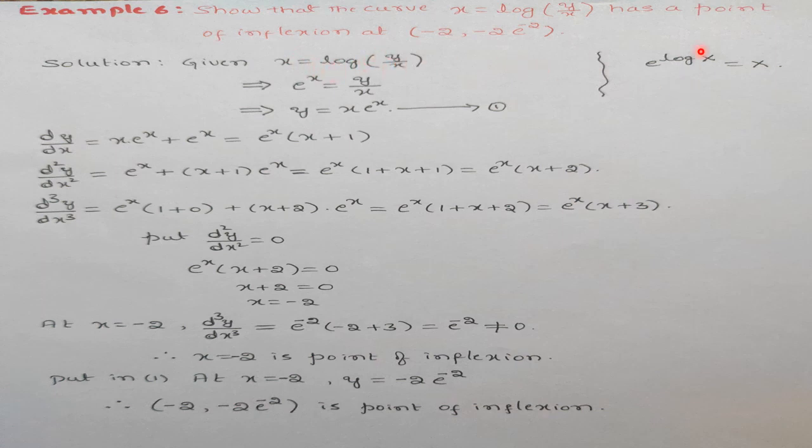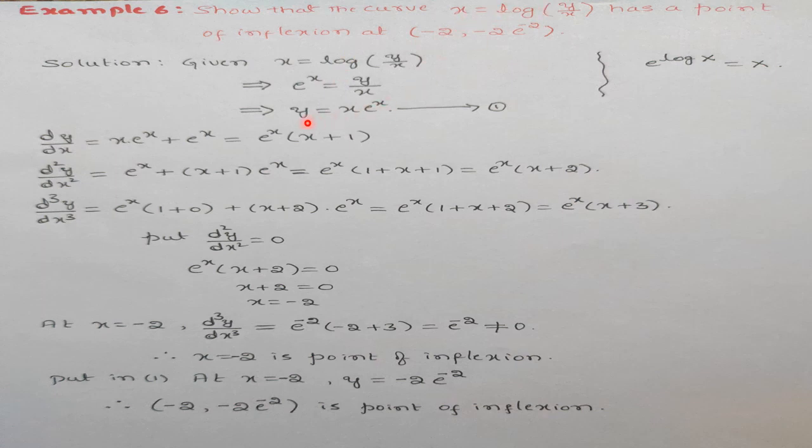Here e power log of y by x is y by x. Therefore, e power x is equal to y by x, or by cross multiplication, y is equal to x into e power x. Call this equation number 1. Our intention here is to write y in terms of x, but our original curve was x in terms of y. That's all.